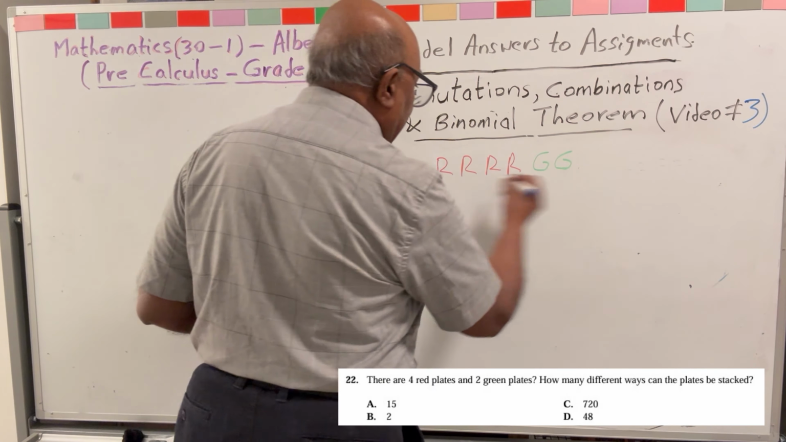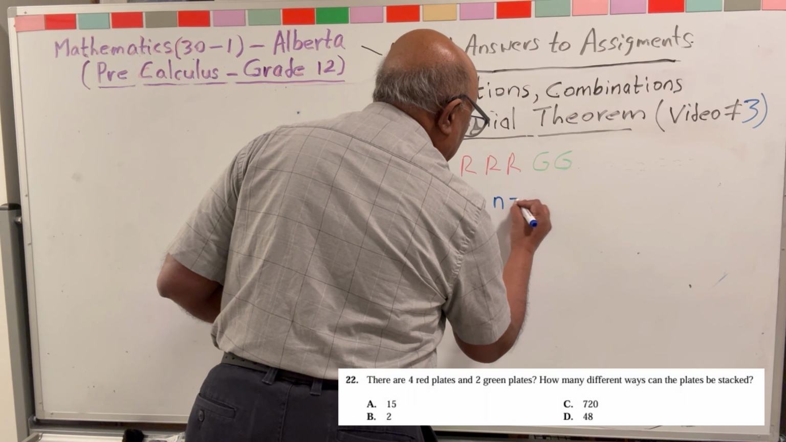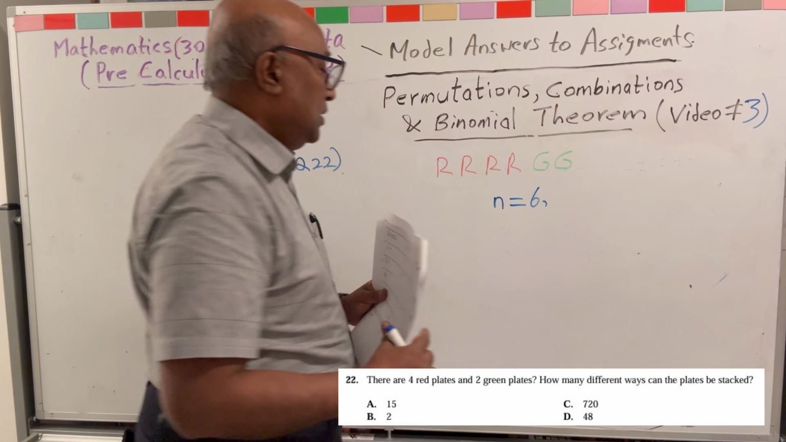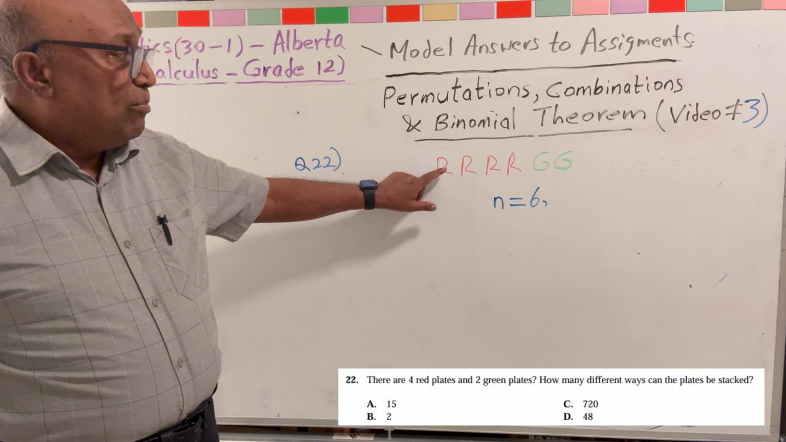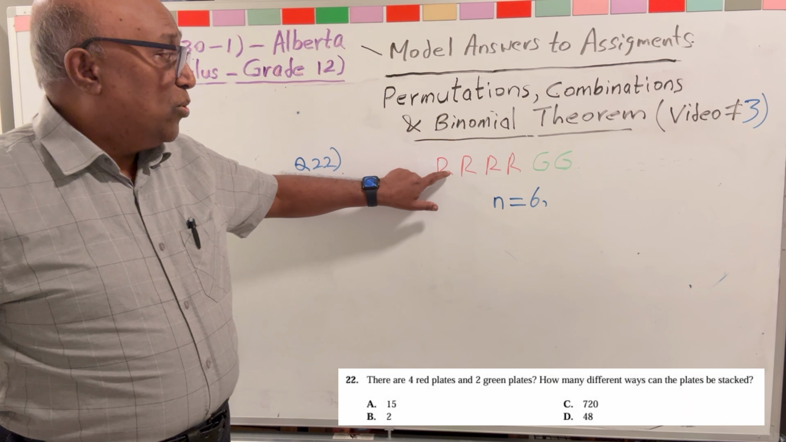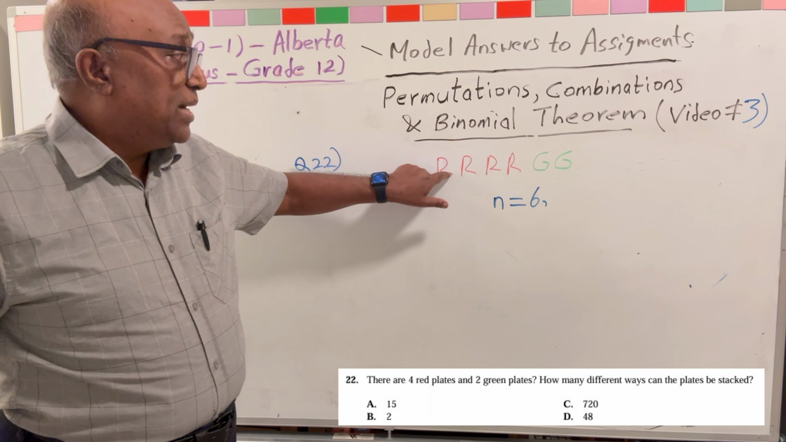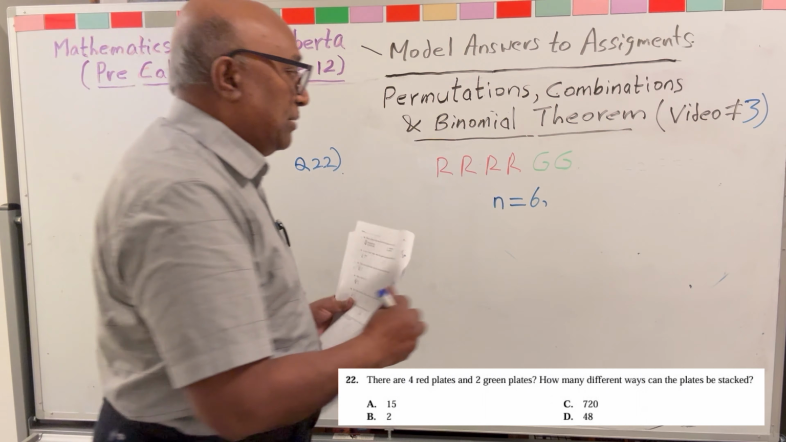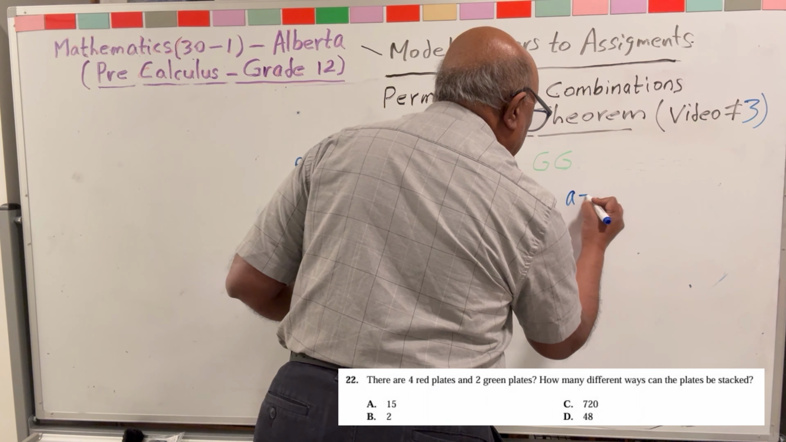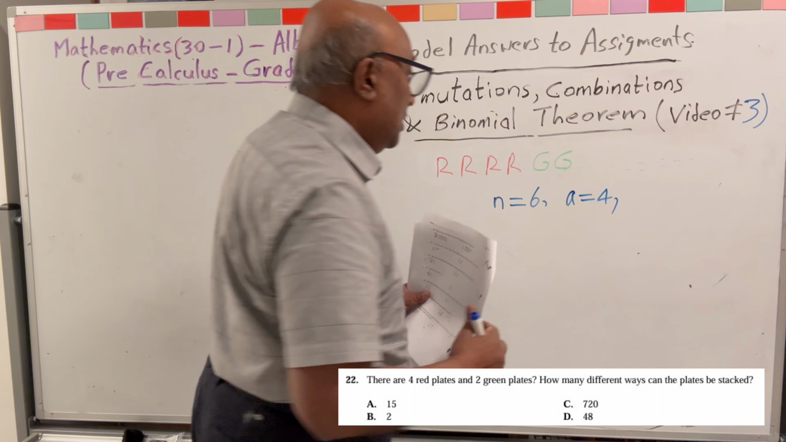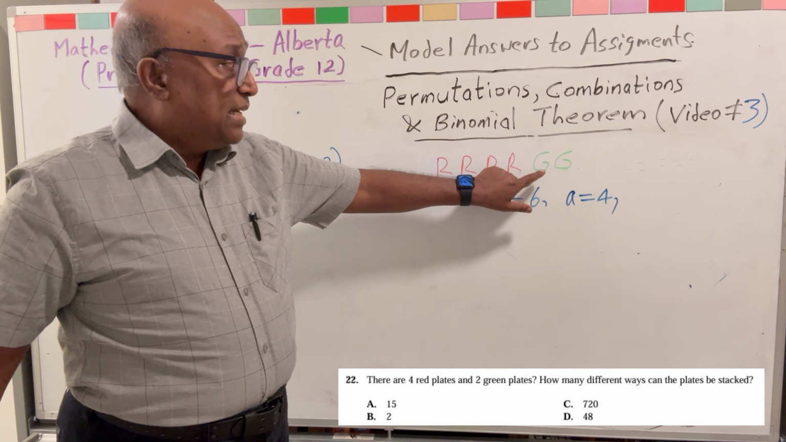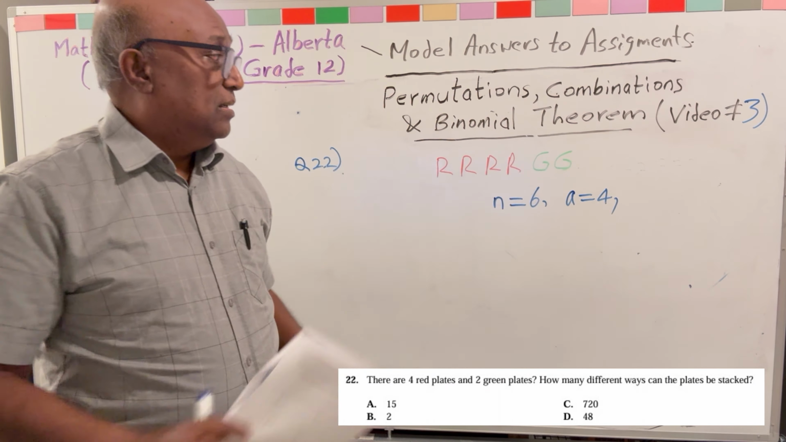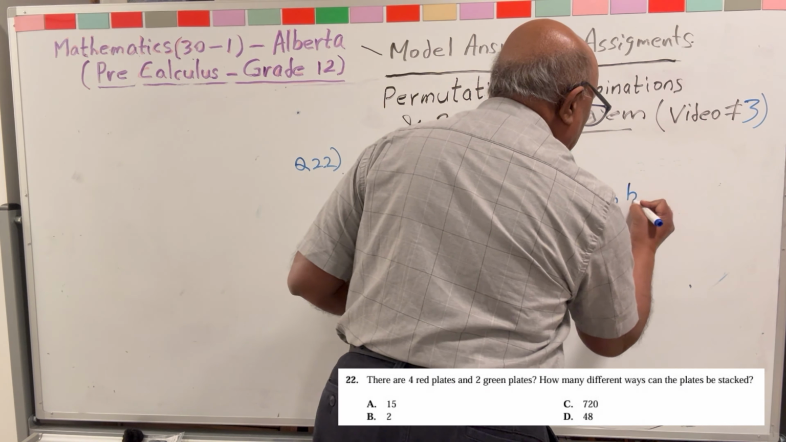What is n? The total number. n is 6. Now there are repeating items. There are 4 identical red plates. Let's assign a for that. a is equal to 4. There are other identical plates, 2 green. That means b is applicable here. b is 2.